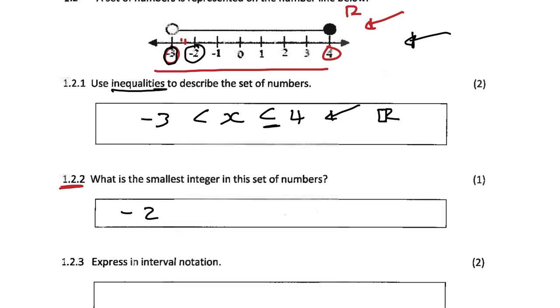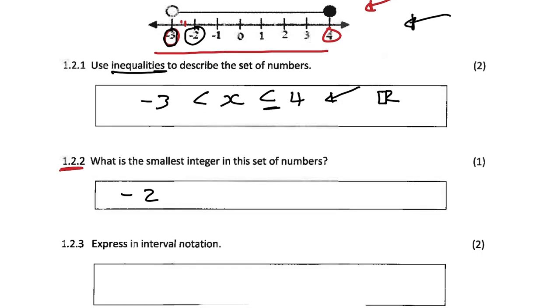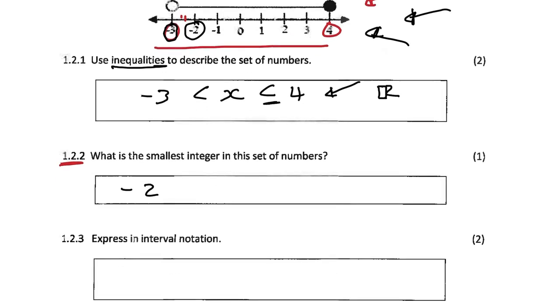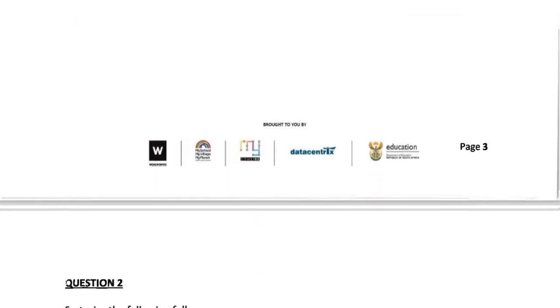And the last question says, express this in interval notation. An interval notation is whereby we say we have the smallest number, negative 3. We don't have an equal sign there, so we're just going to put the bracket like this. Then on this other side, we have 4 there, but we have an equal sign, so we just put the square bracket. And then that will be our interval notation. Okay. So that is how we answer the first question.